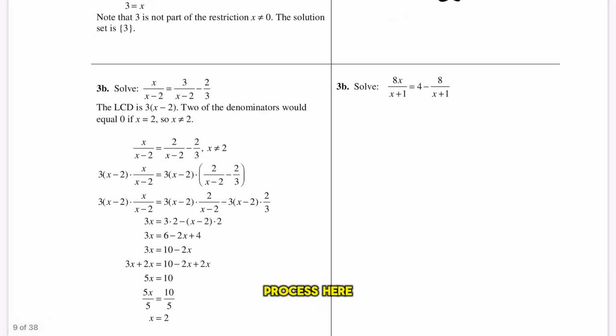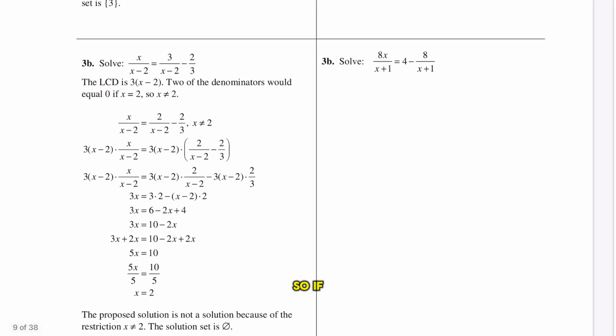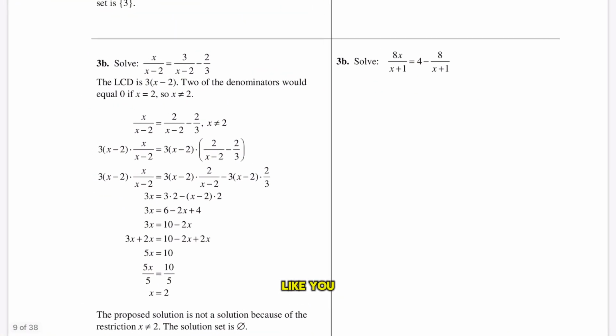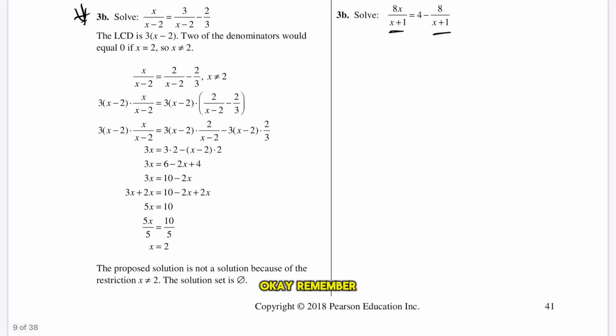It's the same process here. I'll let you try that one. So if you feel like you have trouble with one that has an expression in the denominator, write all of this down and then try the problem. Okay, remember they are in D2L.